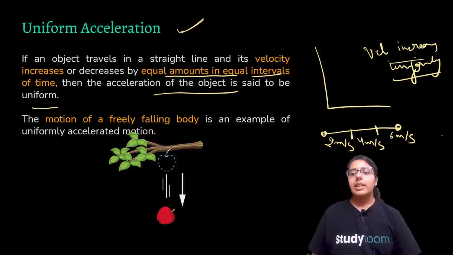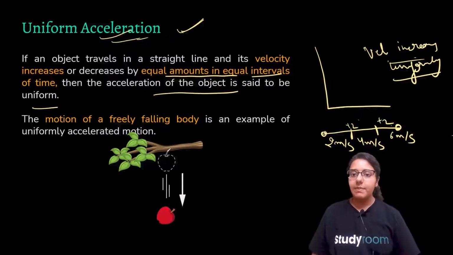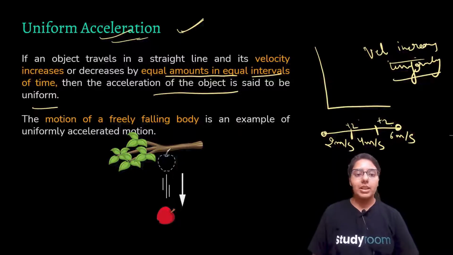It is increasing with the same amount, right? Plus 2, then plus 2, right? So this is a case of uniform acceleration. Our velocity is increasing, but with the same, equal amount. So it is uniform acceleration.